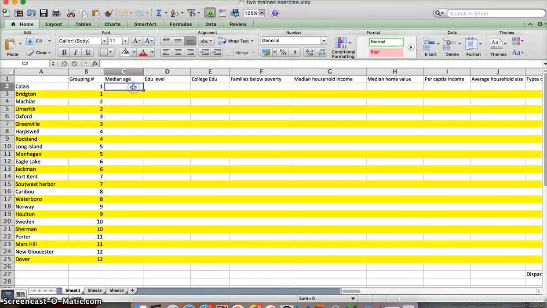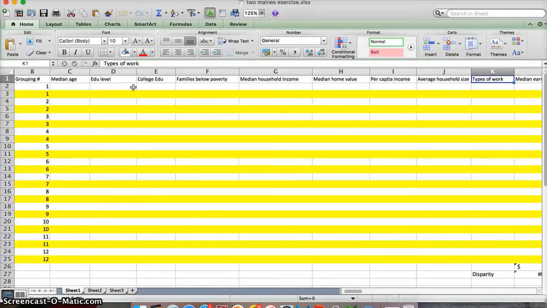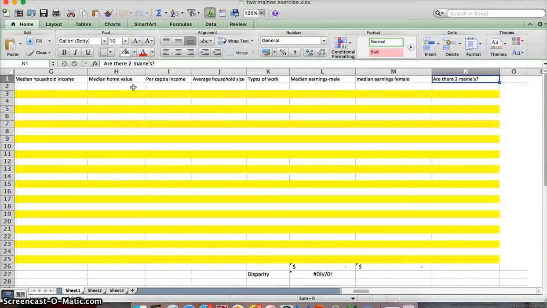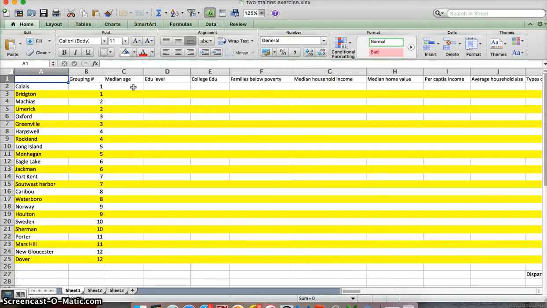And then I came up with 11 different variables here. You'll notice median age, education level, college education, families below poverty, median household income, median home value, per capita income, average household size, types of work that they do, male earnings, female earnings, and then the question, are there two Maines? So your job is to pick four of these, or you can do them all if you want. It's kind of exciting, and answer these particular questions.